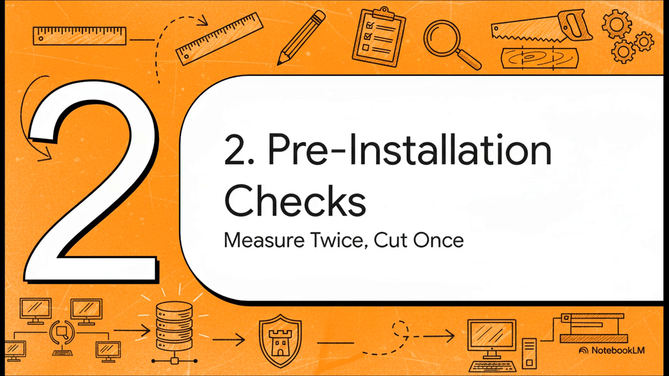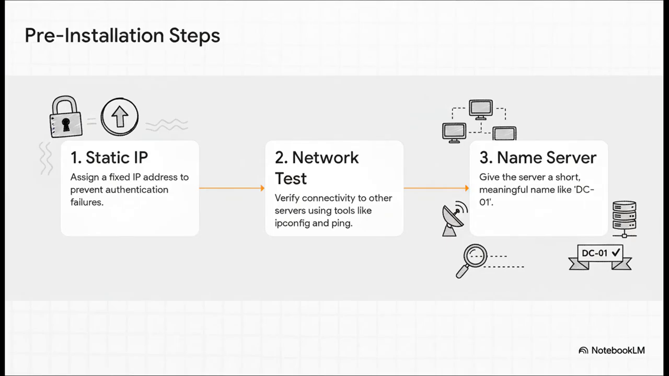Okay, now for the prep phase. You know the saying, measure twice, cut once? It is absolutely critical here. These little pre-flight checks will prevent the most common, most frustrating installation failures that I see all the time in student labs. So before you even think about opening that Add Roles and Features wizard, you've got to do these 3 things. 1, assign a static IP. 2, make sure you've got good network connectivity. Can you ping things? And 3, give your server a clean descriptive name. Something simple like DC-01 is perfect.